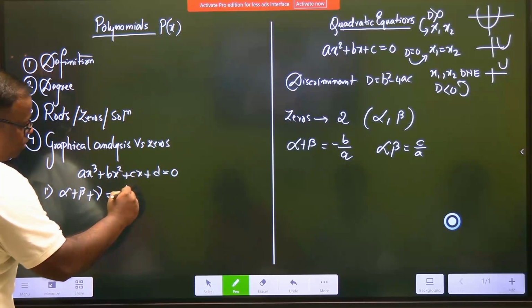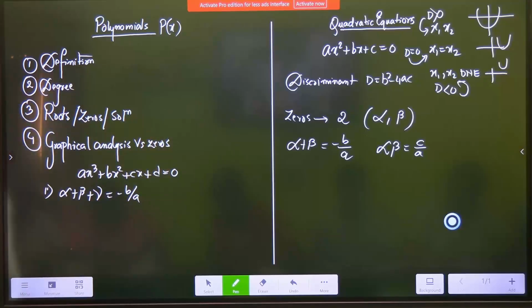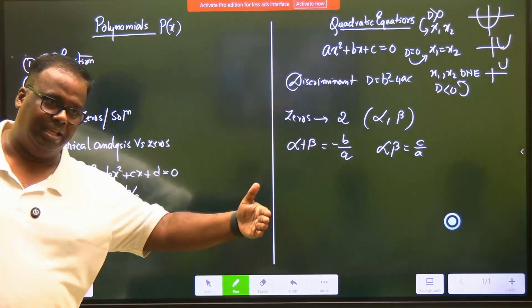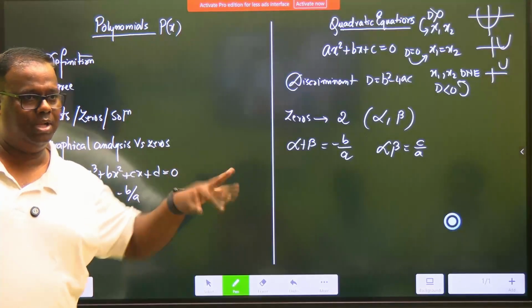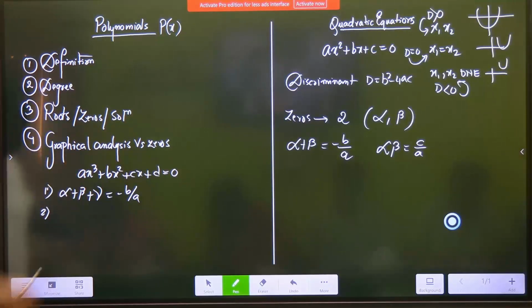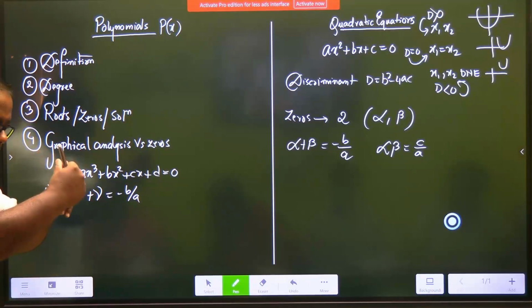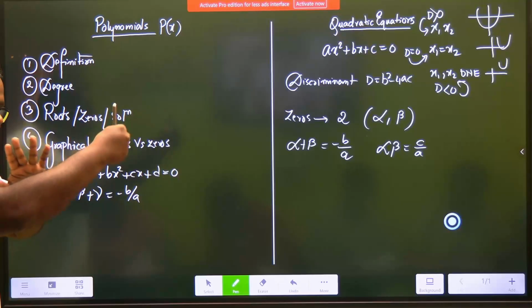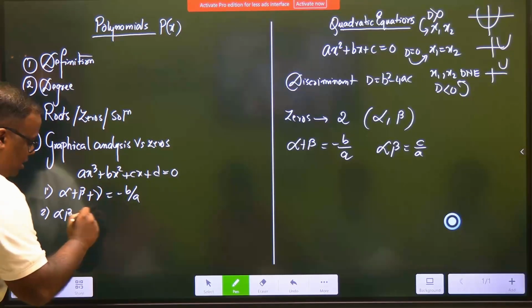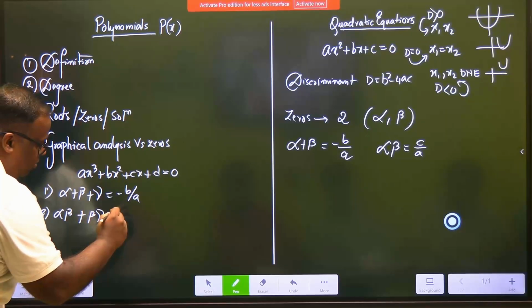Sum of the roots is always minus b by a, no change. Minus b, c, d, and the minus will somersault, minus plus minus. Then we learned sum of products of roots taken two at a time. Take the product of two roots and add them. So it will be alpha beta plus beta gamma plus gamma alpha.